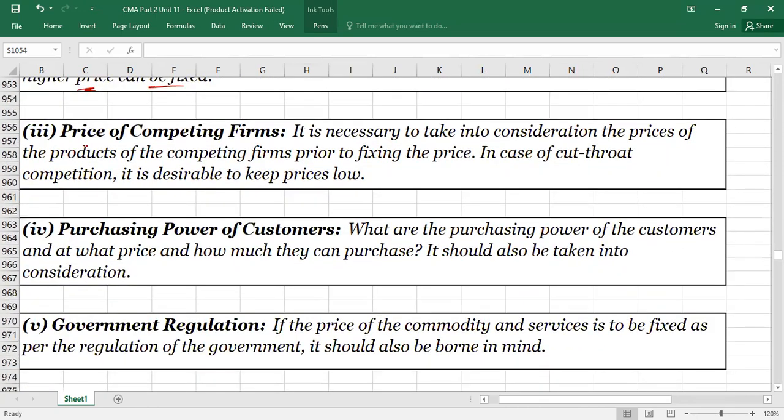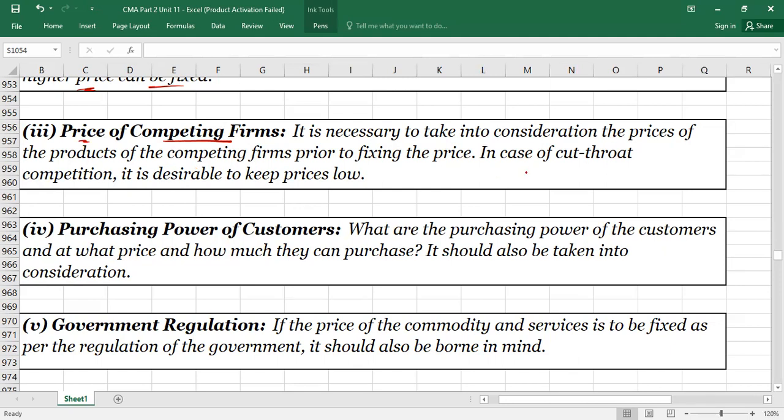So we have your third factor, which is called price of competing firms. Obviously, let's assume the Pepsi company, if they want to set a price for their product, they need to consider the price of the competitors also. For example, if Pepsi is trying to set a price for its product, they need to consider the price of Coca-Cola. Another example, if Samsung is trying to set a price for its mobiles, obviously they need to consider the price of the iPhone. So it is necessary to take into consideration the price of the product of the competing firms prior to fixing the price. Obviously, guys, this is also an important factor.